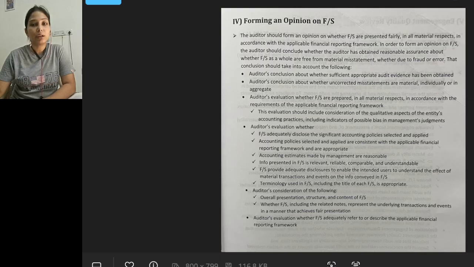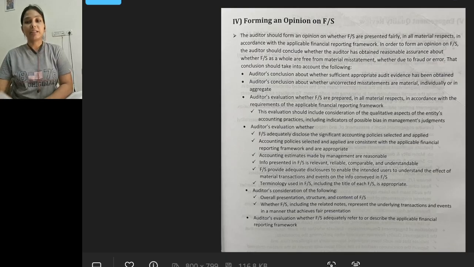That conclusion should take into account the following: the auditor's conclusion about whether sufficient appropriate audit evidence has been obtained; the auditor's conclusion about whether uncorrected misstatements are material, individually or in aggregate; and the auditor's evaluation of whether the FS are prepared in all material respects in accordance with the requirements of the applicable financial reporting framework. This evaluation should include consideration of the qualitative aspects of the entity's accounting practices, including indicators of possible bias in management judgment.